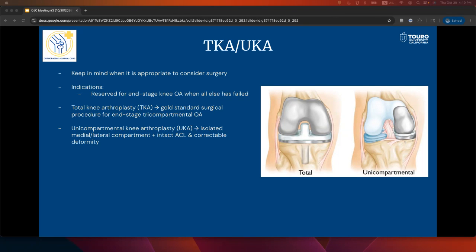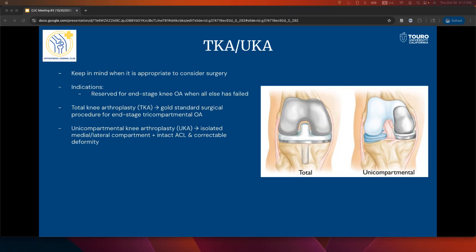In terms of outcomes, a total knee replacement offers reliable pain relief and function. It's the gold standard for surgical procedures for end-stage tricompartmental OA. It's a highly successful procedure, providing significant symptom improvement and functional gain. It has much better long-term efficacy and function scores compared to a UKA.